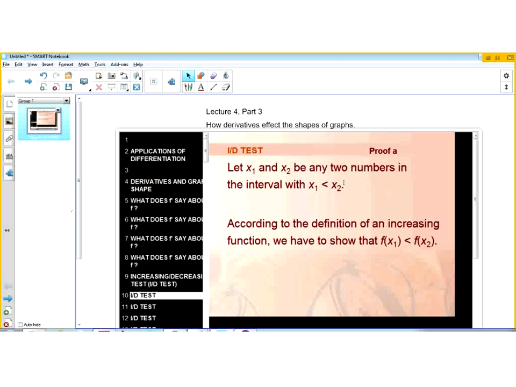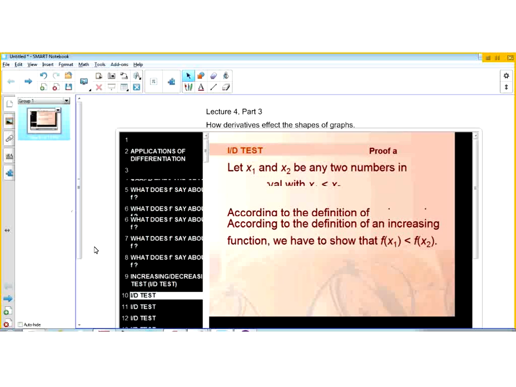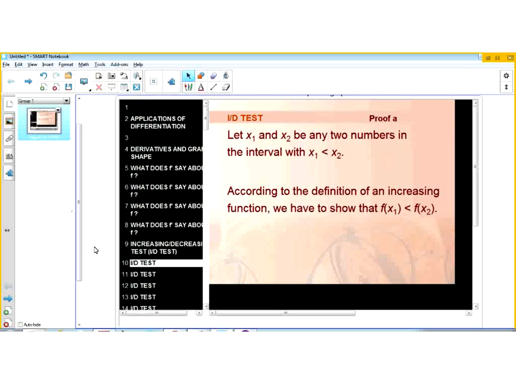Let x1, x2 be any two numbers in the interval, with x1 less than x2. According to the definition of an increasing function, we have to show that f of x1 is less than f of x2 for any x1, x2 in an interval. Not just a pair, but all of them. You pick two numbers in an interval, and this criterion holds.